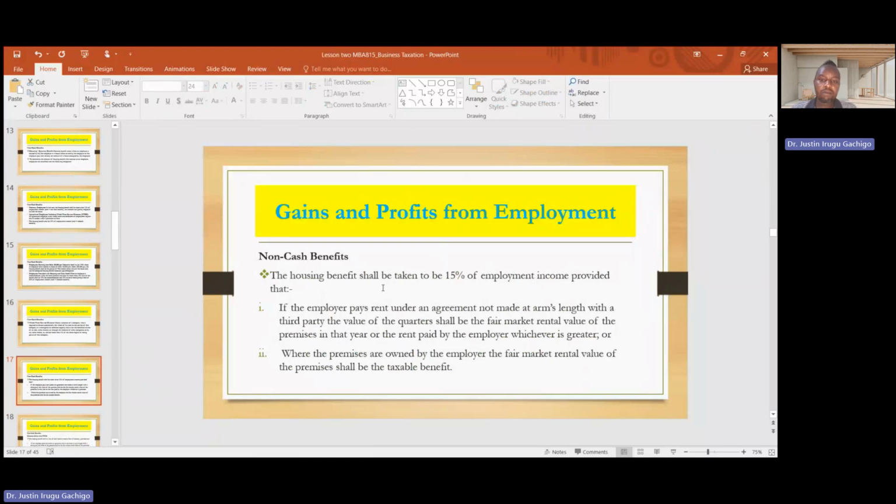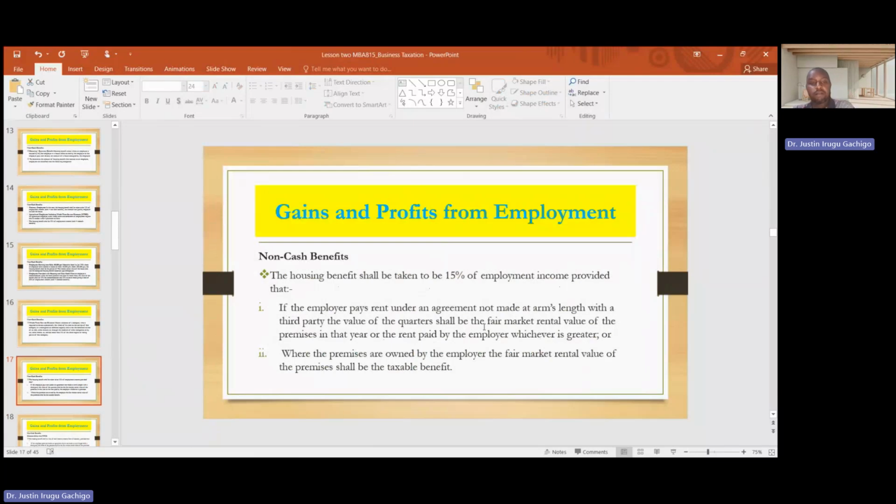So now for the whole-time service director, the housing benefit is 15% of the employment income, provided that if the employer pays rent under an agreement not made at arm's length with a third party, the value of the quarter shall be the fair market rent value of the premises in that year, or the rent paid by the employer, whichever is greater. So for the case of a whole-time service director, if you are given housing by your employer, the taxable amount will be the higher of the two if it is not at arm's length.